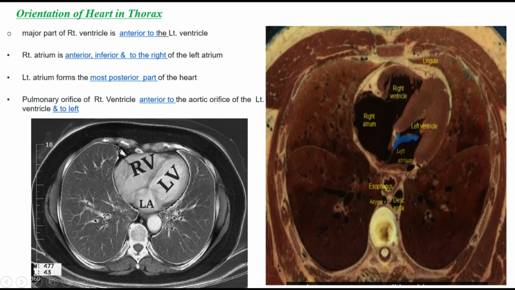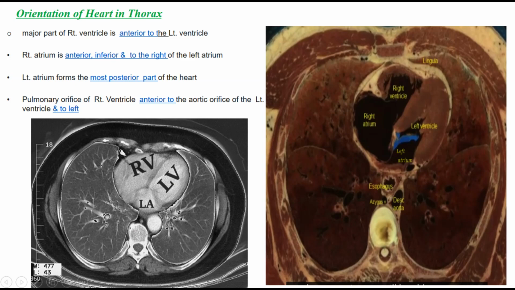Right atrium is anterior, inferior, and to the right of the left atrium. Left atrium forms the most posterior part of the heart. Pulmonary orifice of the right ventricle is anterior to the aortic orifice of the left ventricle and to the left.